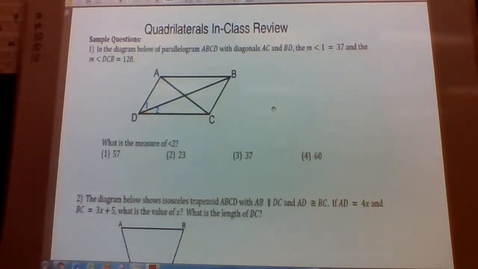This is the Quadrilaterals in-class review. This is our main study guide for the Unit 4 first quiz, or first part of the test, however we want to call it. It's going to be between about 30 and 35 summative points. So bigger than a quiz, smaller than a test, but a significant amount of points. This is the main study guide we want to focus on.